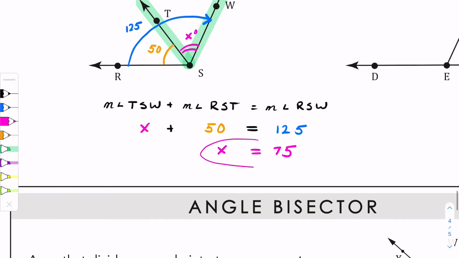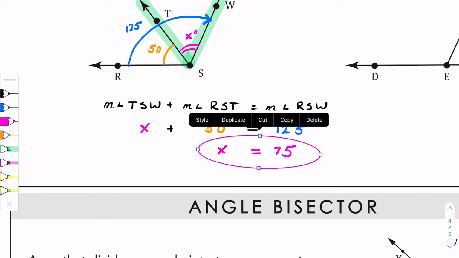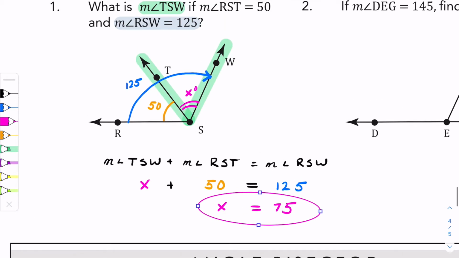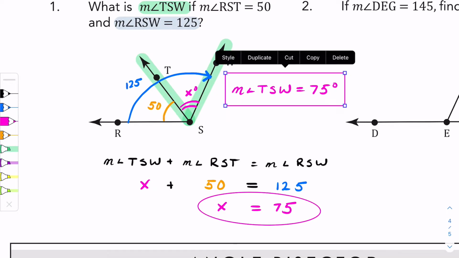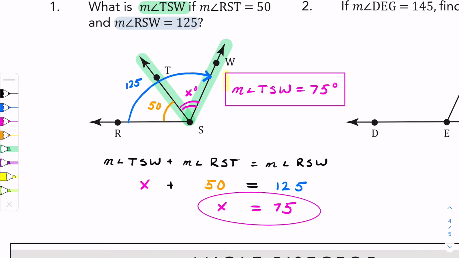Knowing x is equal to 75, I'm just going to complete my problem by writing it out as an angle measure because that is what the original problem says. So up here we have the measure of TSW. I'm going to write the measure of angle TSW is equal to 75 degrees, and that's my final answer. You wouldn't be wrong to just leave it as the variable x, but I just like to make sure my answer is complete based on the problem that was given to me. And that's everything you need to do for number 1.